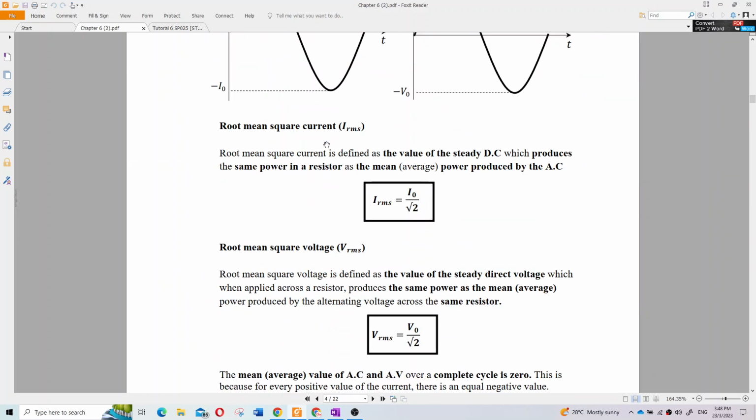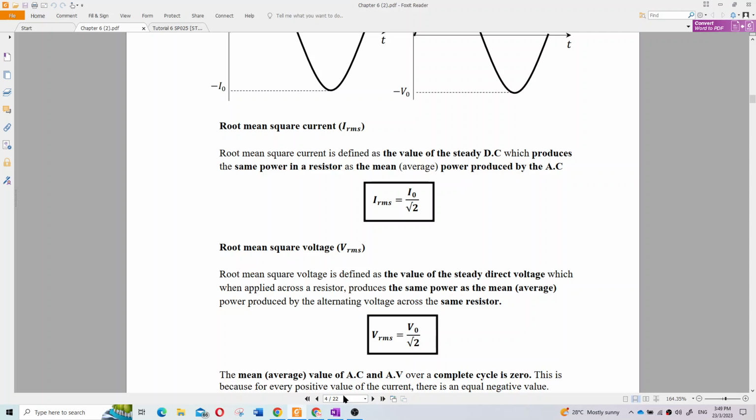Root mean square current is the steady direct current DC which produces the same power as the average power produced by the AC. Average power. Do you see that? We use the root mean square value to get the average power. The root mean square value is a useful average value specifically to calculate the average power consumption by any electrical device.